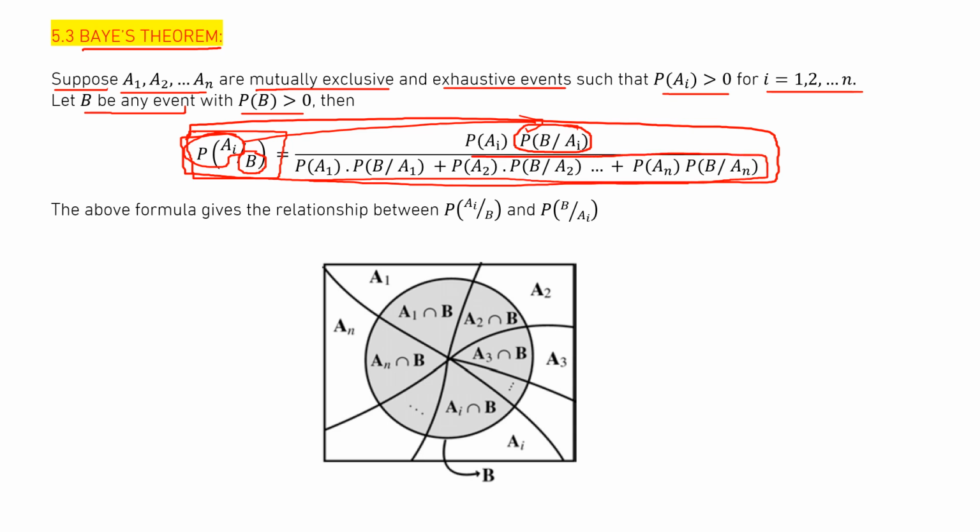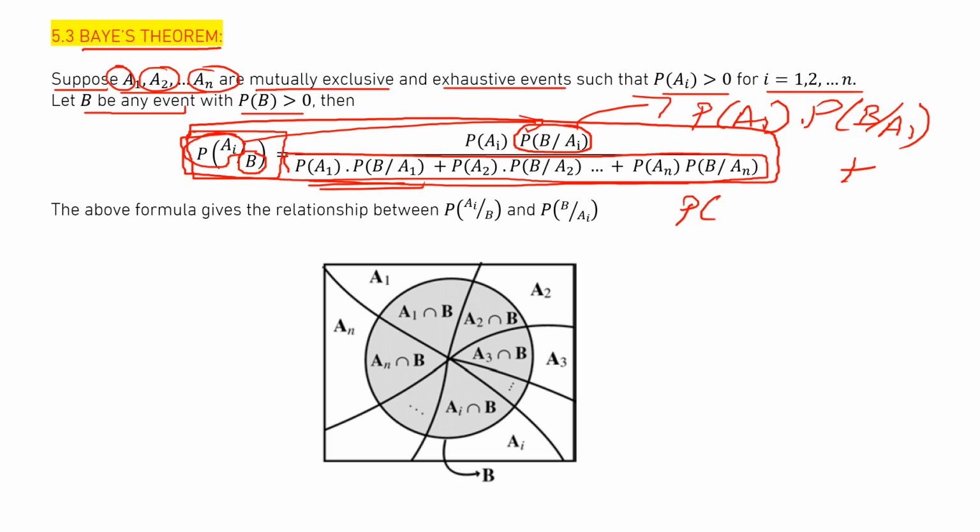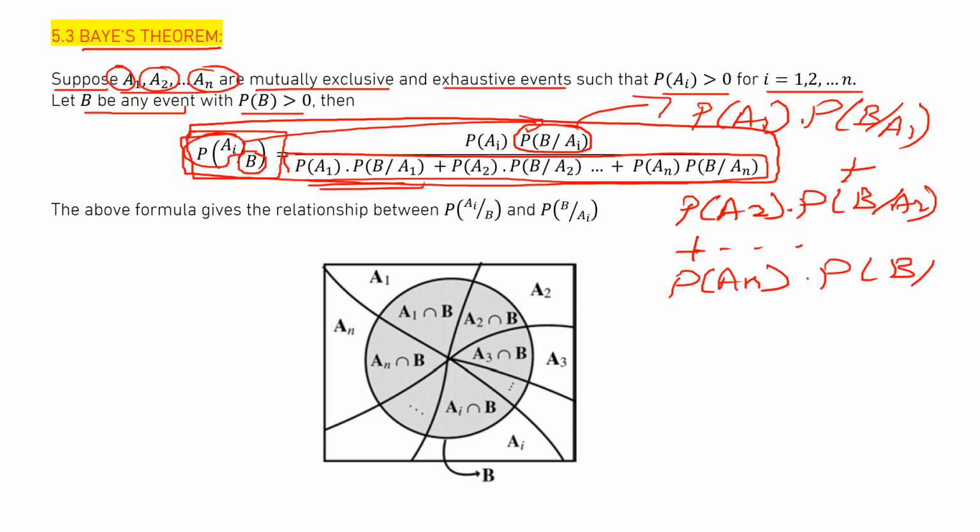That means what are all the events. For example, here we have A1, A2 up to An. So for every event you write the same formula like this. Take this one, replace i by 1. So you get P of A1 times probability of B given A1, plus replace i value by 2, you will get P of A2 times probability of B given A2, plus up to, replace i value by n, you will get probability of An times probability of B given An. So this formula we call Bayes theorem or Bayes formula.